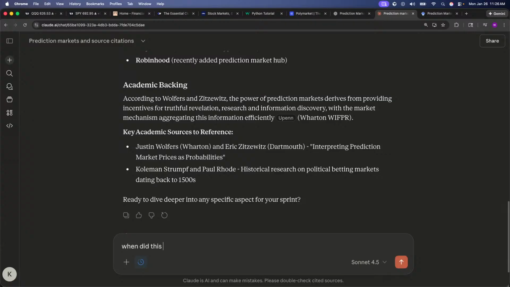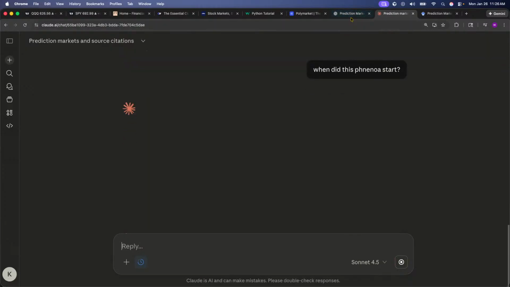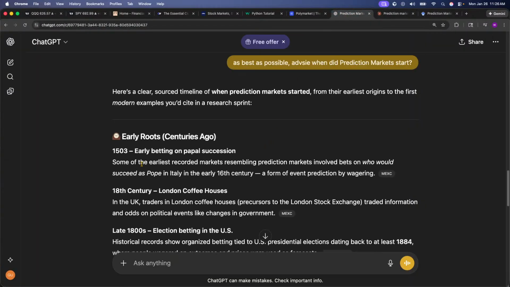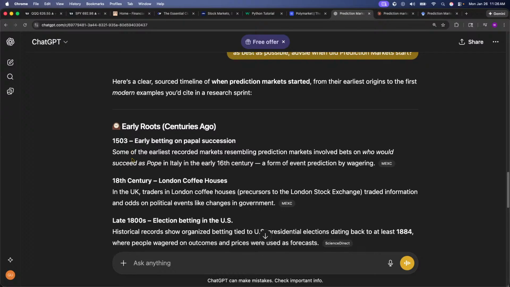When did this phenomenon start? 1503. Betting on the papal succession. Some of the earliest recorded markets resembling prediction markets involved betting on who would succeed the Pope in Italy in the early 16th century.